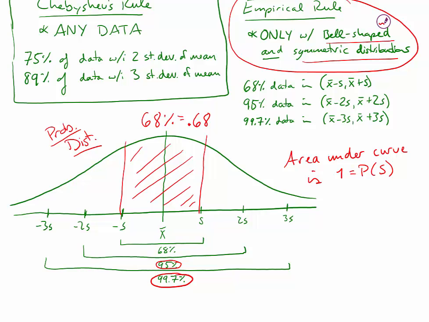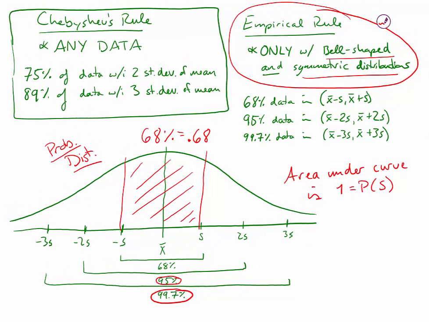Chebyshev's rule is helpful because it works on any data at all. Okay? So with any data, using Chebyshev's rule, and you can go out to far more than 2 and 3 standard deviations, this states that 75% of the data will be within 2 standard deviations from the mean. A little bit different from the 95% within 2 standard deviations with the empirical rule, but again, this works on any data. With Chebyshev's rule, this would work even with uniform probability distributions.